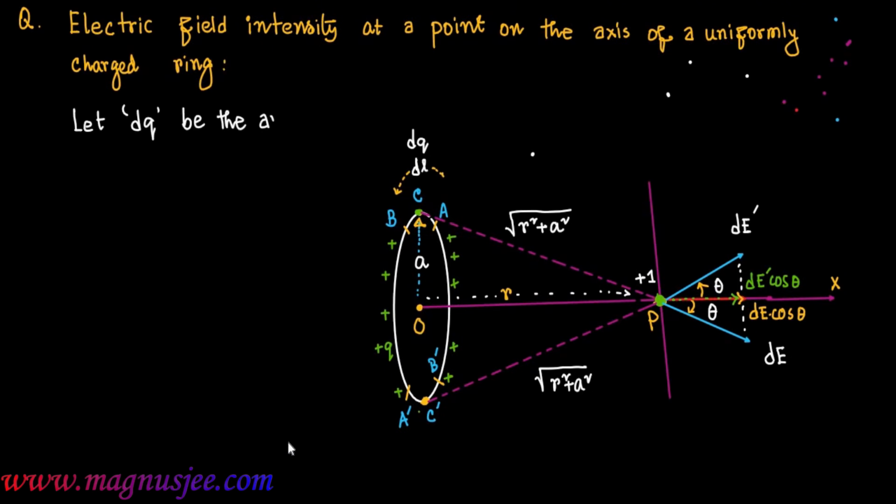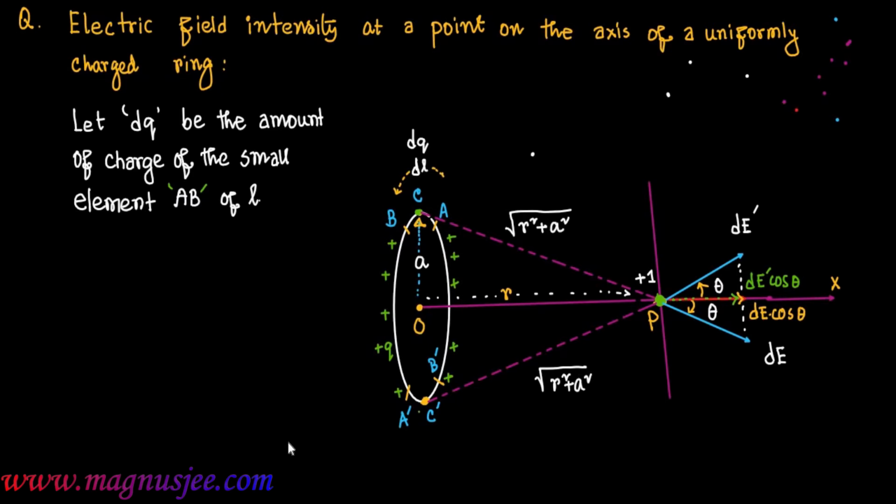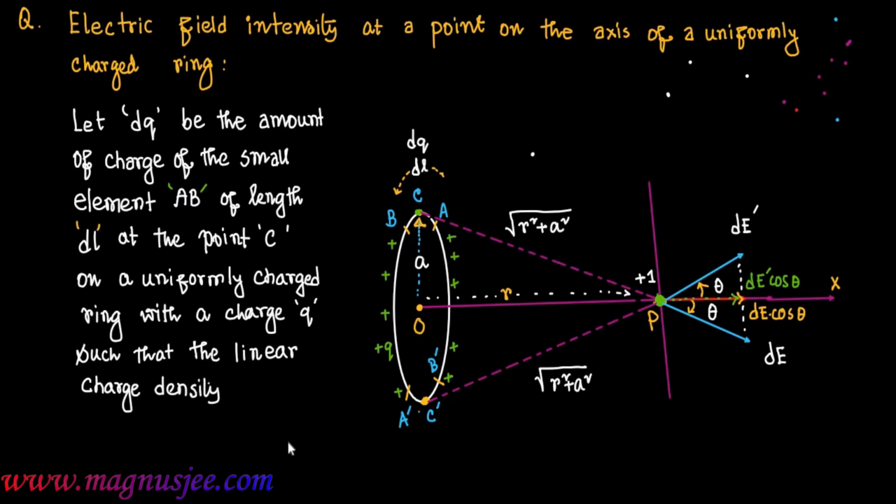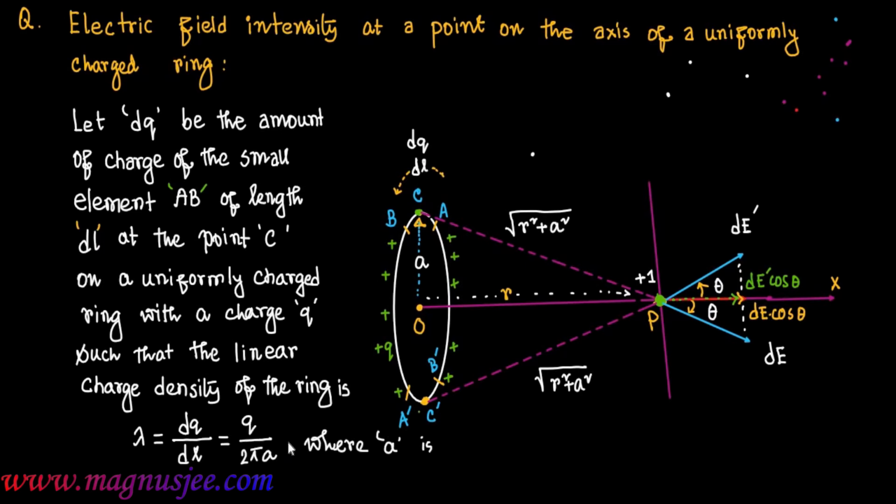Let dq be the amount of charge of the small element AB of length dl at the point C on a uniformly charged ring with a charge q, such that the linear charge density of the ring is lambda equals dq by dl equals q by 2 pi a, where a is the radius of the ring.